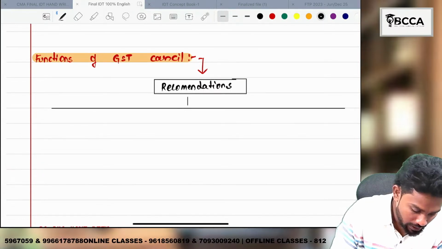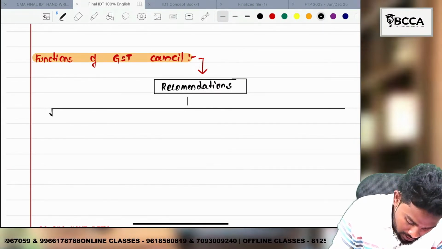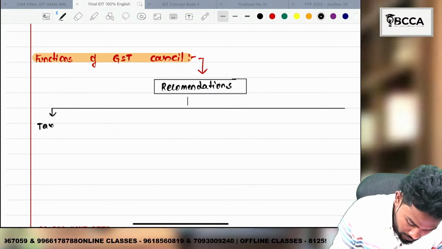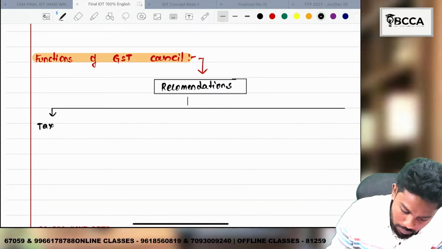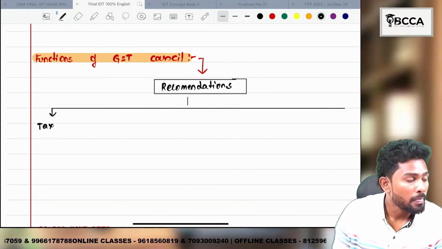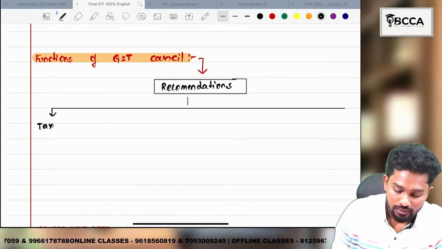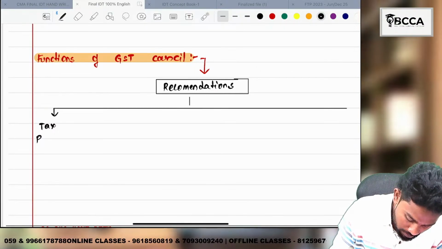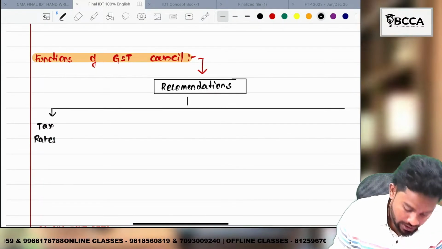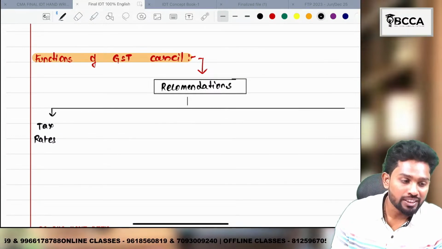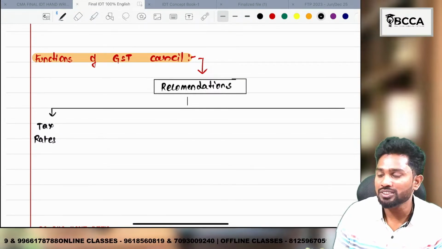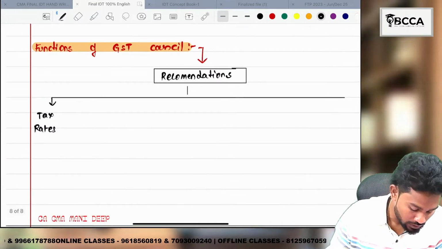They give recommendations on tax rates. Sir, 6 points will come, sir. So arrange the paper accordingly. 6 points will come. Tax rates. How much should be the tax rate? Whether it is 12%, 18%, 28%, those recommendations will be given by the council.